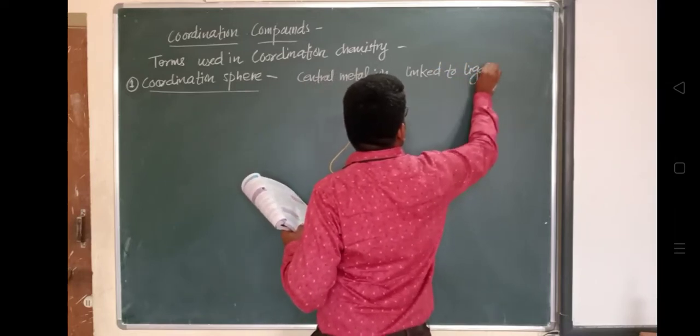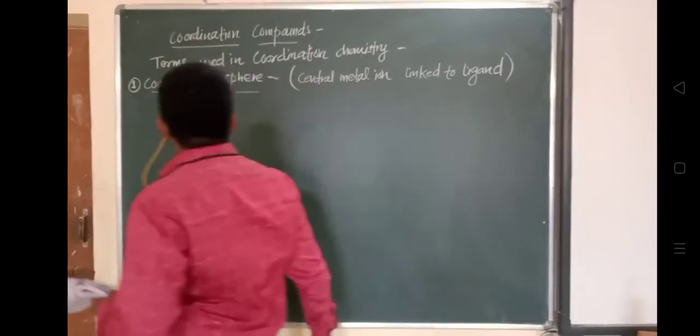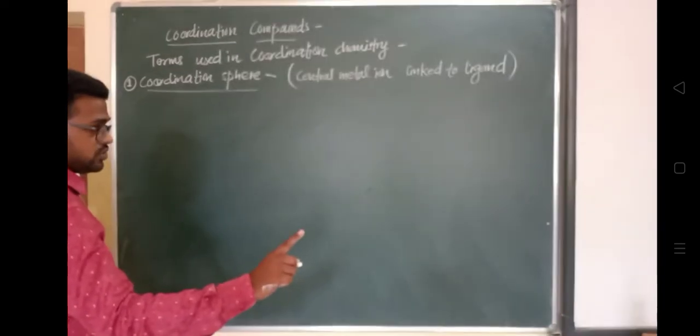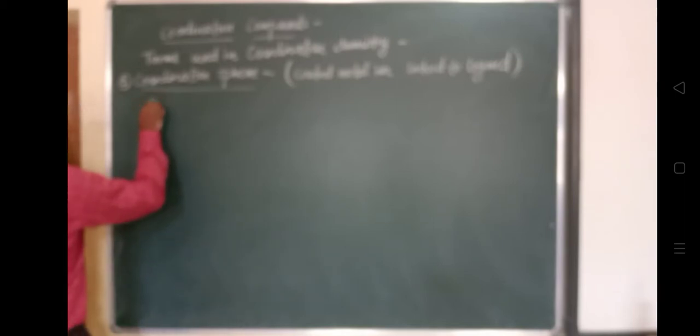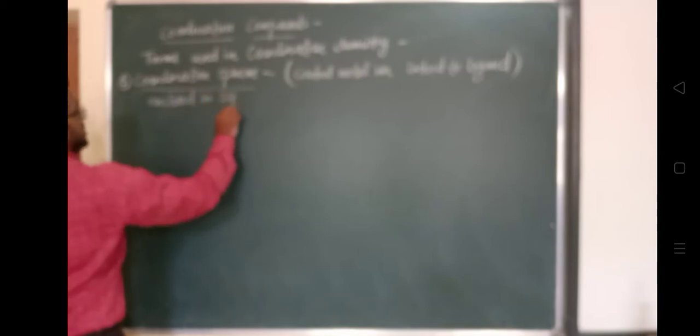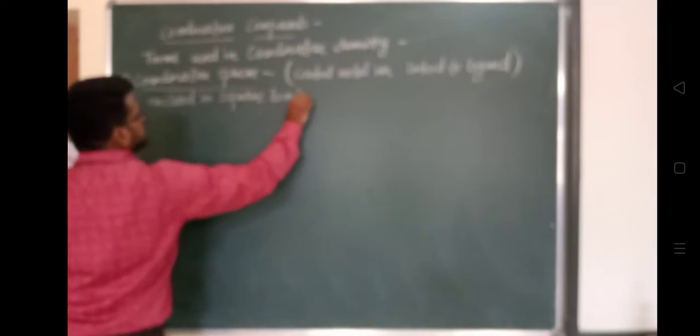The central metal ion, which is linked to the ligands, is enclosed in a square bracket. So the coordination sphere is written in a square bracket. This is a very important condition. For example, let's take an example so that you will understand.